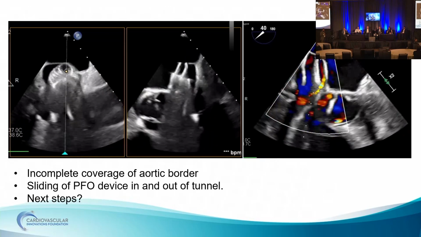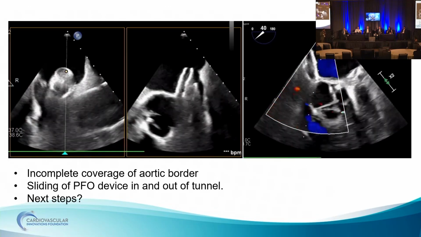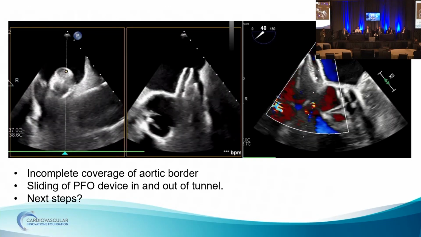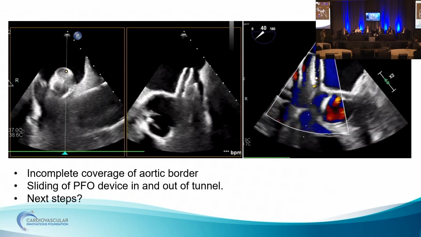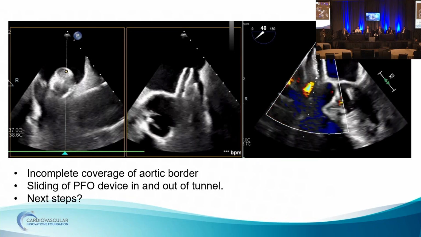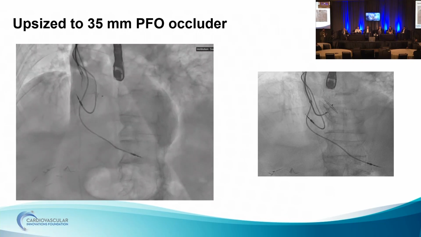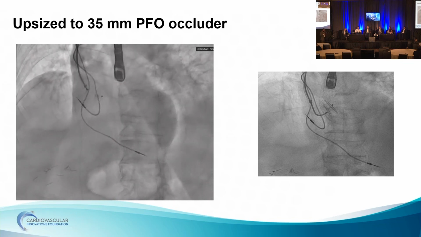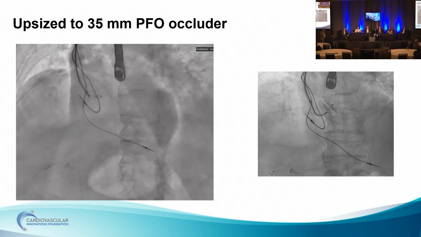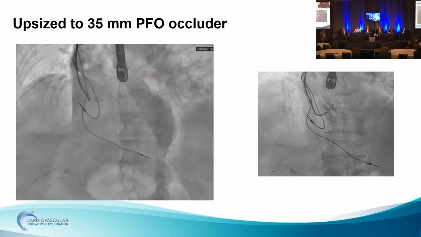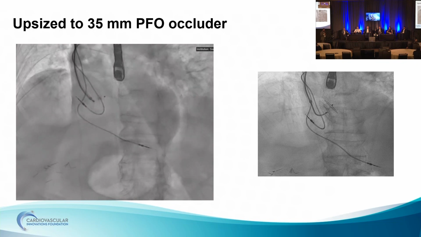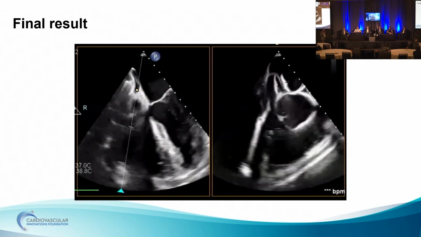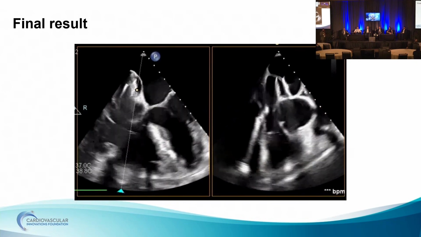And we realized that we had incomplete coverage. You can see there that there was still a bit of a leak here. So unfortunately we had to back out everything, but it was fine. Actually, we were able to recapture and maintain our access into the left atrium without a second wire, although now I realize a second wire would have actually been a good idea just in case after all that manipulation. We upsized to a 34 millimeter PFO occluder here, which looked a lot better.